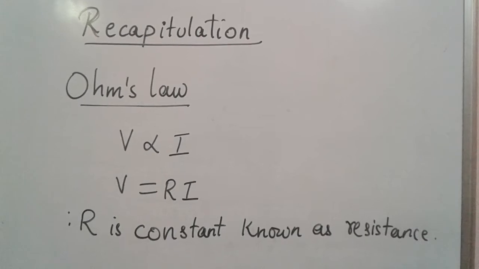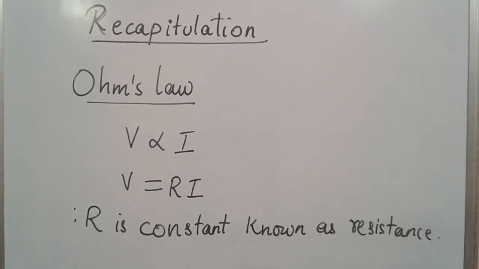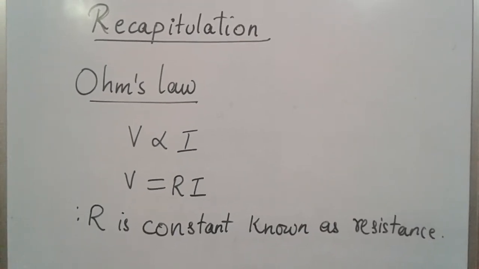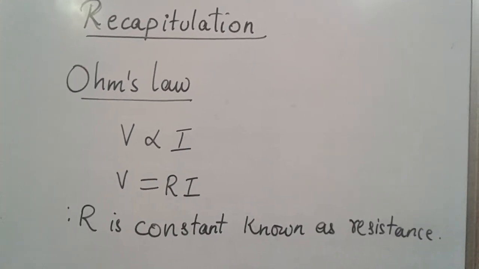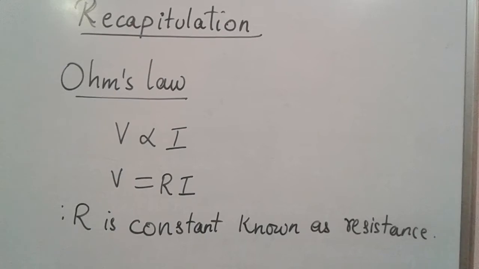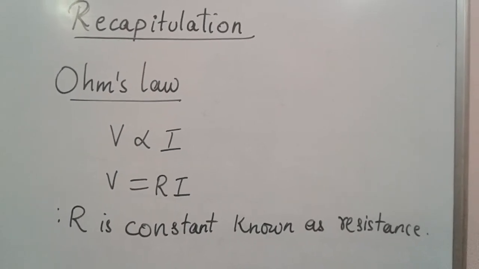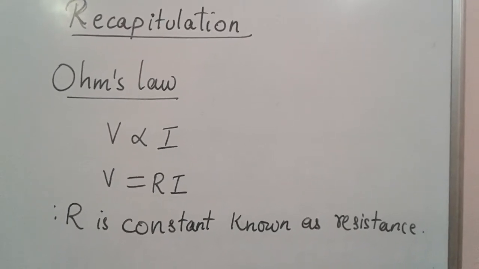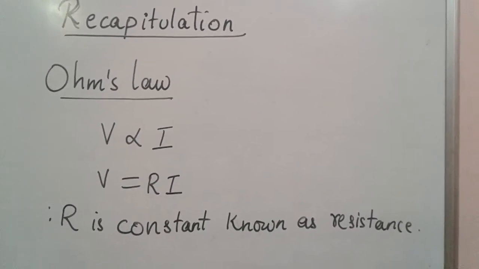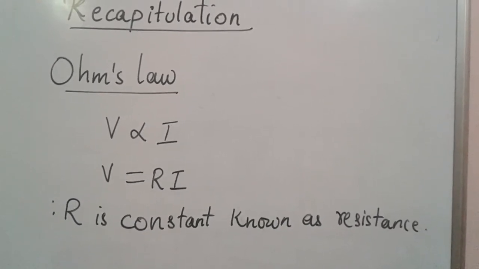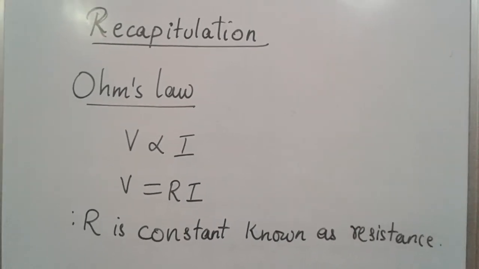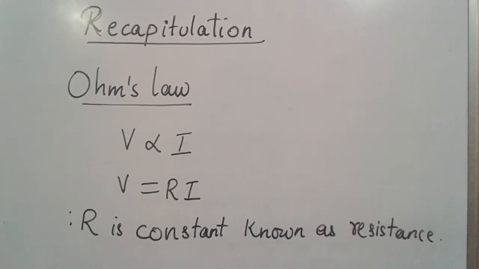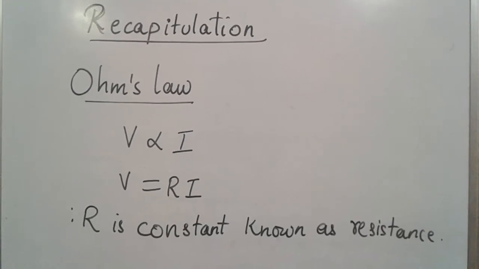Let us recap what we have done in the last class. We studied Ohm's law, where V is proportional to I and V is equal to RI. Here R was known as a constant, and the constant was named resistance by George Simon Ohm. The SI unit of resistance is the ohm. So till here we have done. Today we will see some numericals.